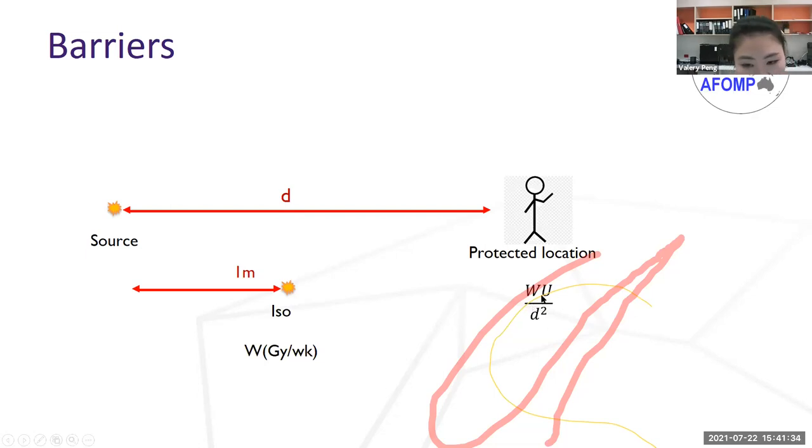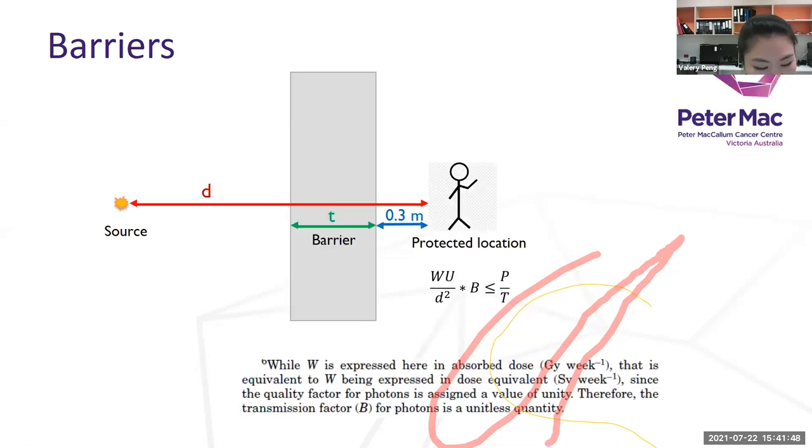So you also want to consider the, so this is just inverse square, and you also consider the use factor of the area. So to bring this value down to an acceptable limit for the protected area, we would add a barrier in, and the barrier would provide attenuation with the transmission B. So if you have what was there before, and then multiply by the transmission, it should give you your shielding design goal.